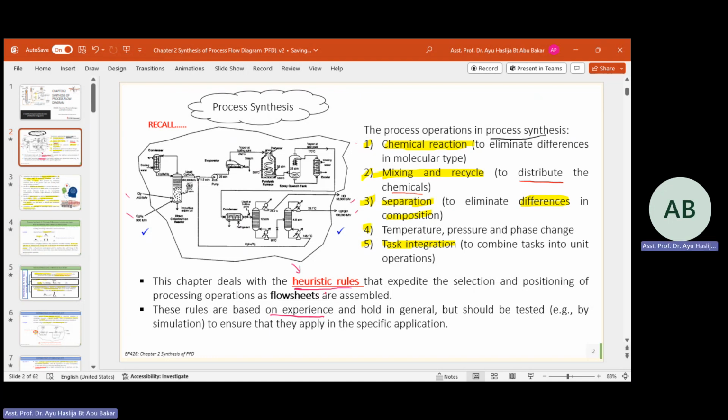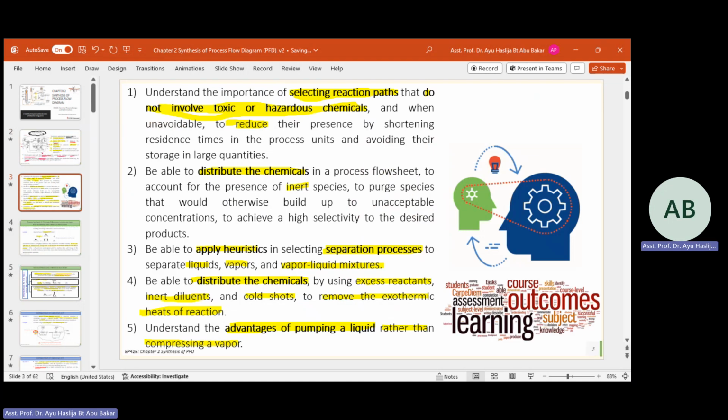Now, why is the heuristic important? It is to expedite the selection and positioning of the process operation. But this heuristic should be tested, usually by simulation, to validate whether it is feasible or not. Now we will move one by one through the process synthesis steps.